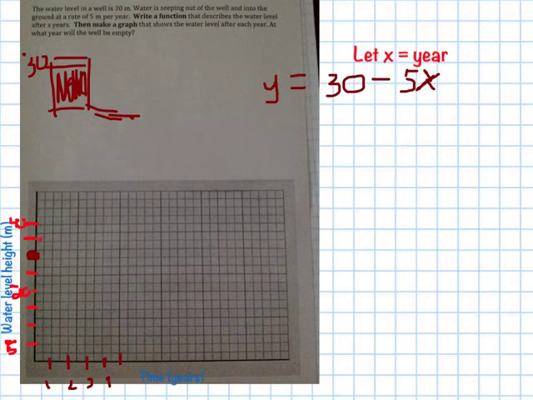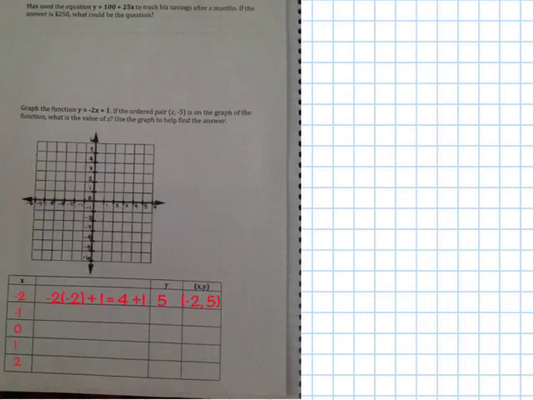And don't forget your context sentence, capitalization, and punctuation. This is on the left-hand side. Max used the equation y equals 100 plus 25x to track his savings after x months. If the answer is 250, what could be the question? So I want you to think about this in context of a real-life situation and figure out what a question could be, maybe figure out what x could be, and I'm going to let you work on that one by yourself. Next one is graphing the function negative 2x plus 1.